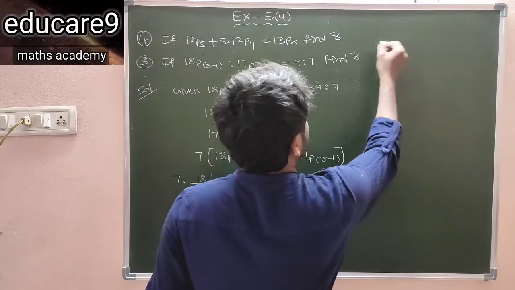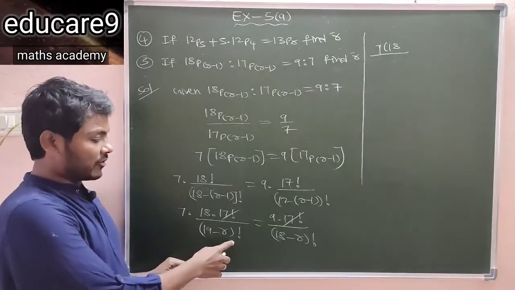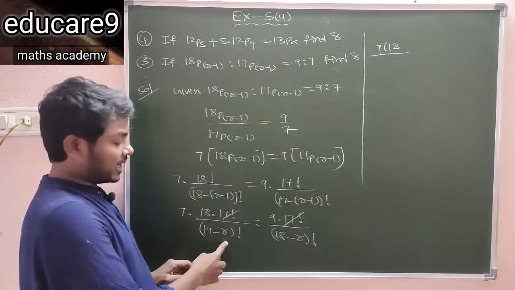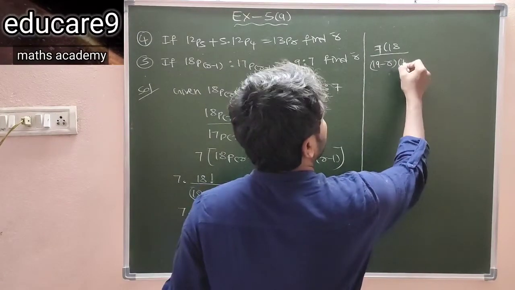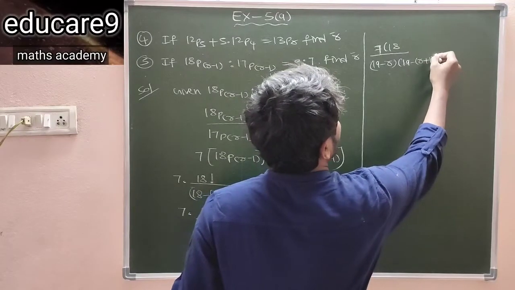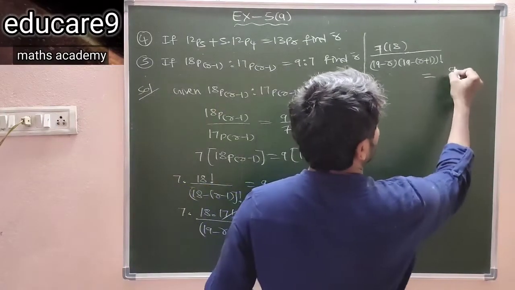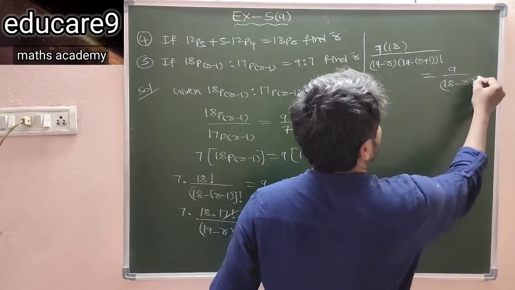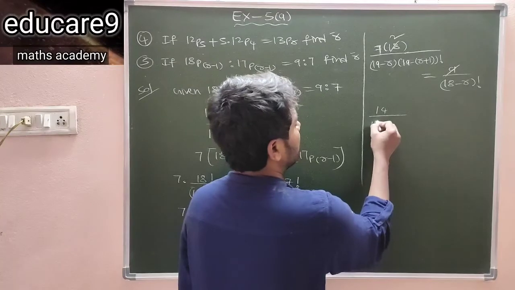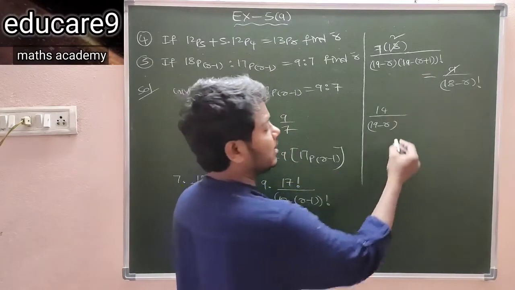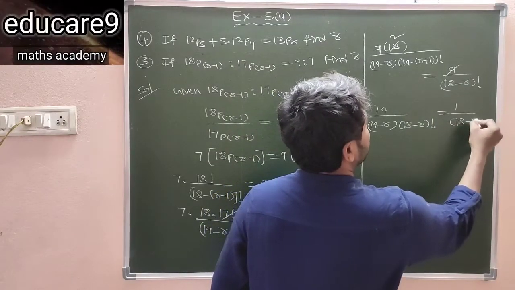7 into 18 divided by (19-r)!. So how to write (19-r)!? So (19-r) into (19-r-1)!, which is (18-r)!, is equal to how much? 9 by (18-r)!. So 9 ones are 9, 9 twos are 18. So 7 into 2, 14, by (19-r) into (18-r)! equals 1 by (18-r)!.